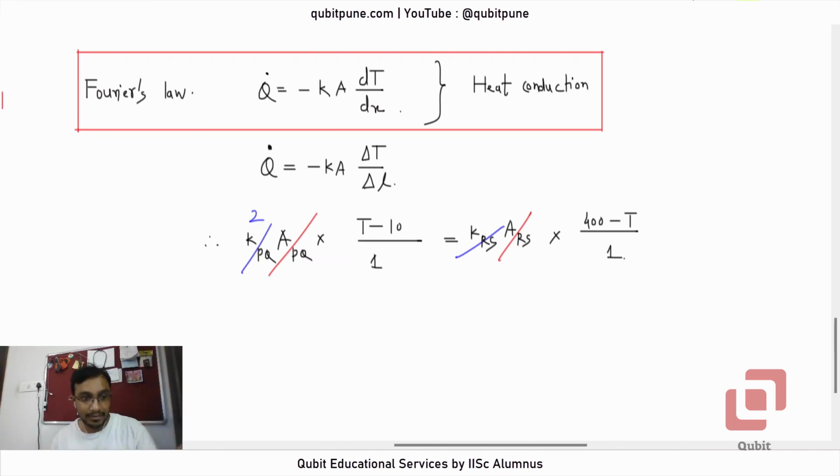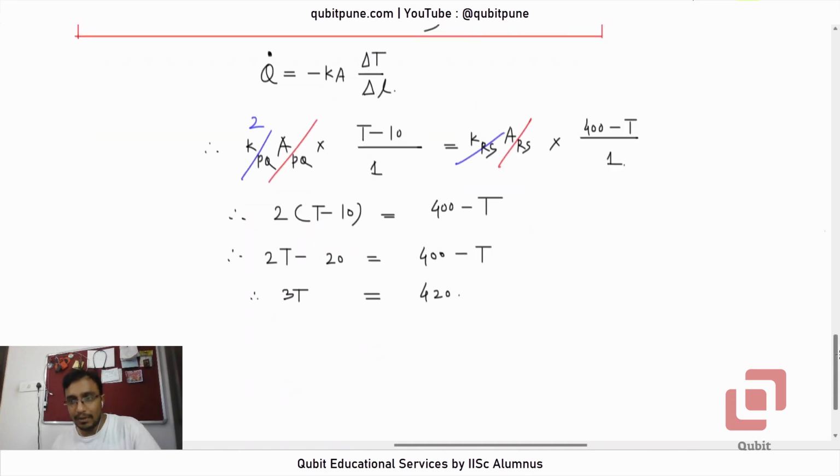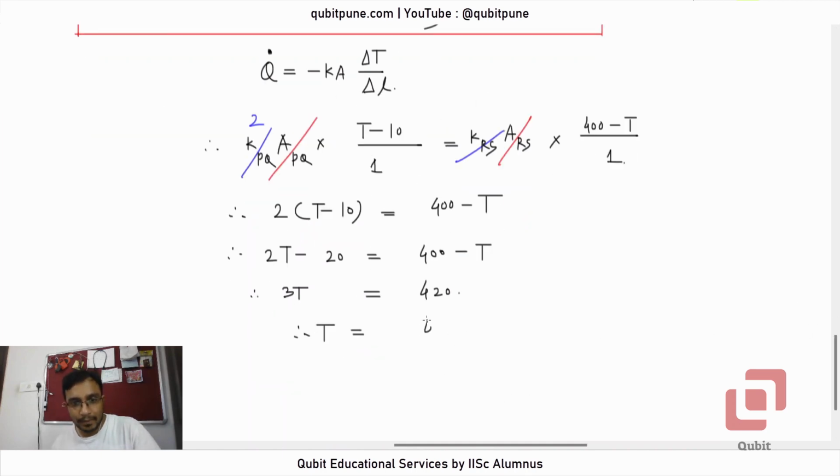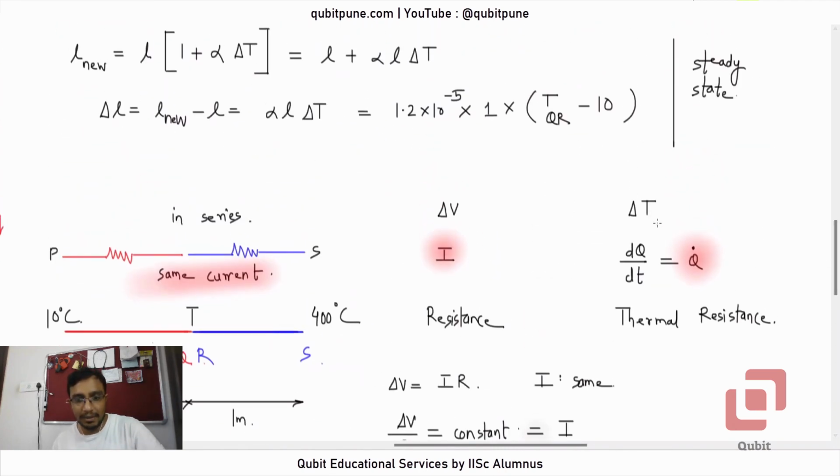Okay. So what equation will we get? 2 into (T minus 10) is equal to 400 minus T. Therefore, 2T minus 20 is equal to 400 minus T. Bring T here. 2T plus T, 3T, equals 420. So how much will be T? 420 by 3. 140 degrees Celsius. Yes, now we got T as 140. We can put it here.